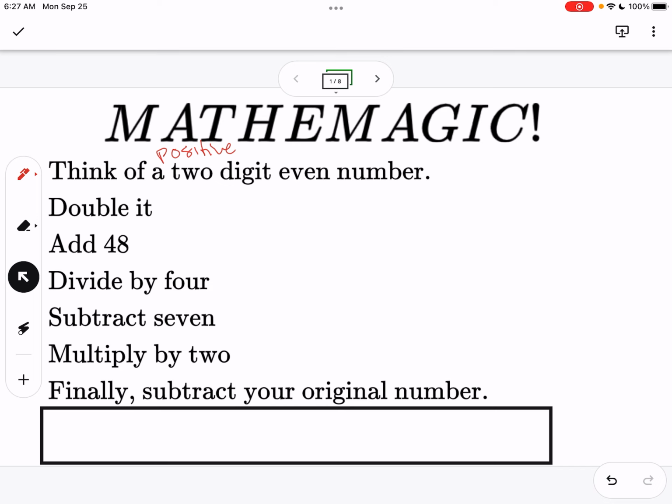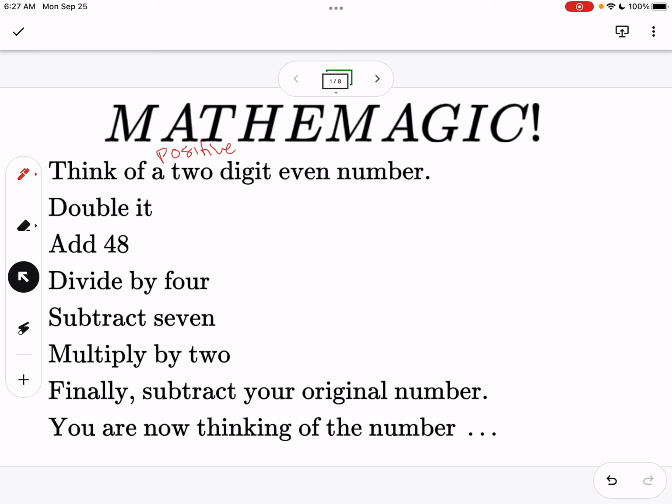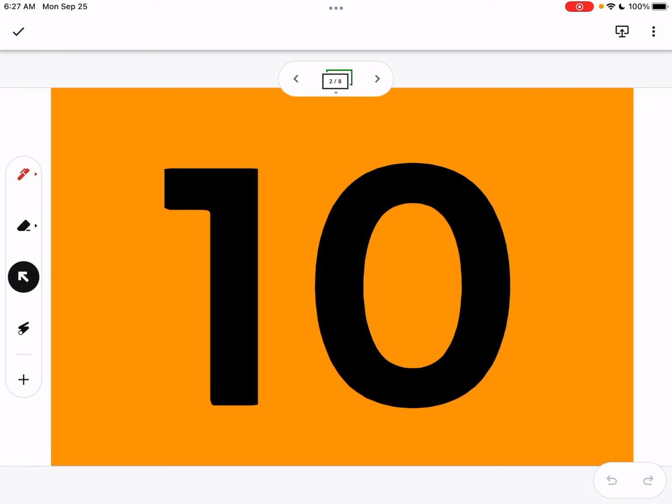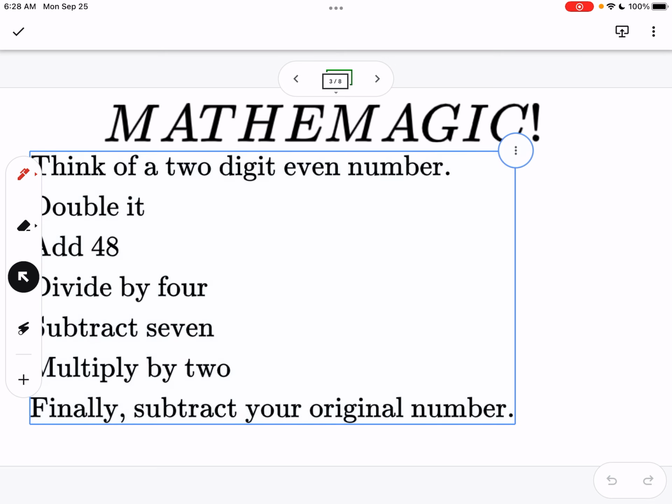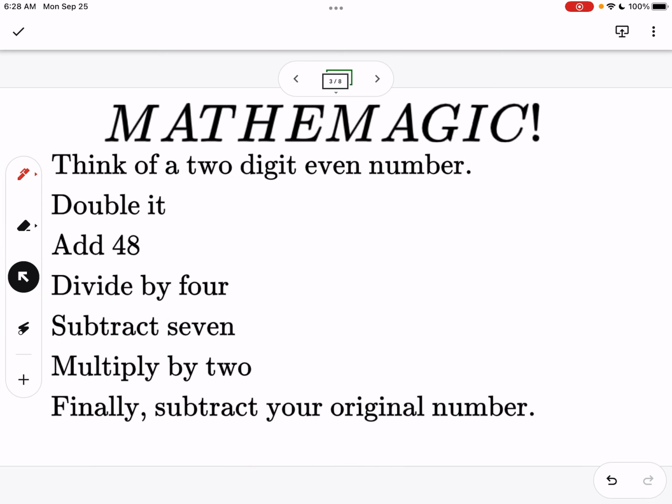Now if you've done all of these steps correctly, then you are now thinking of the number 10. It's magic. Well, not really. Let's go through and think about what each of these steps does. So we're thinking of a positive 2-digit even number. It could be any even number from 10 through 98. So I don't want to sit there and check every single one of those values.